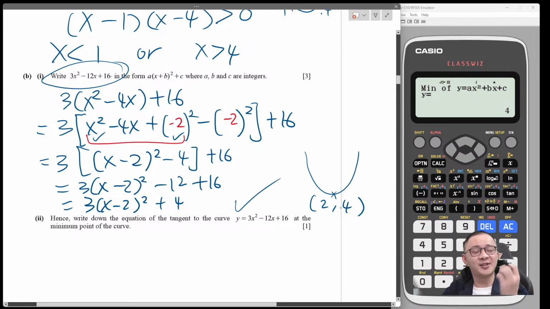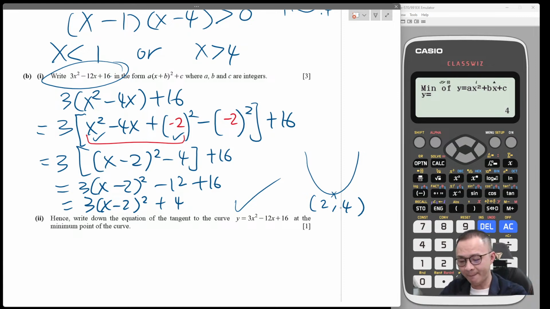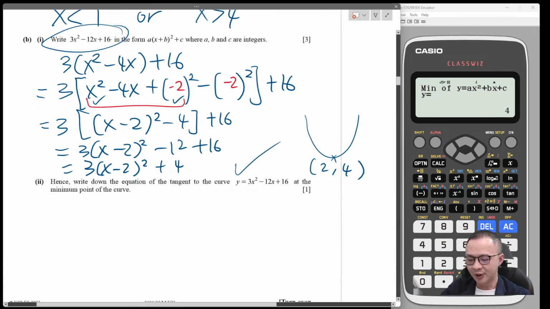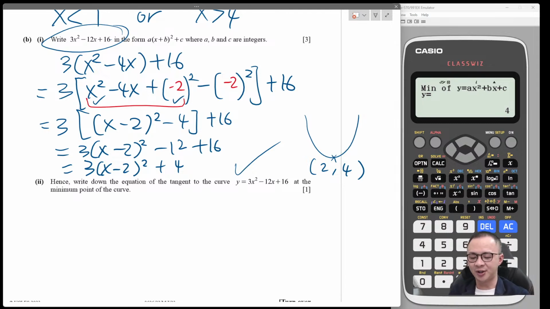Okay, so as a student, you always check it, because it's very important. Then write down the equation of the tangent to the curve at the minimum point of the curve. "Write down" means there's no working needed. Some more is 1 mark.